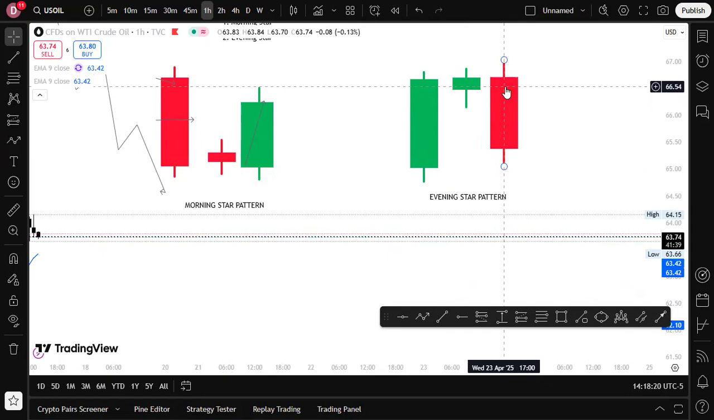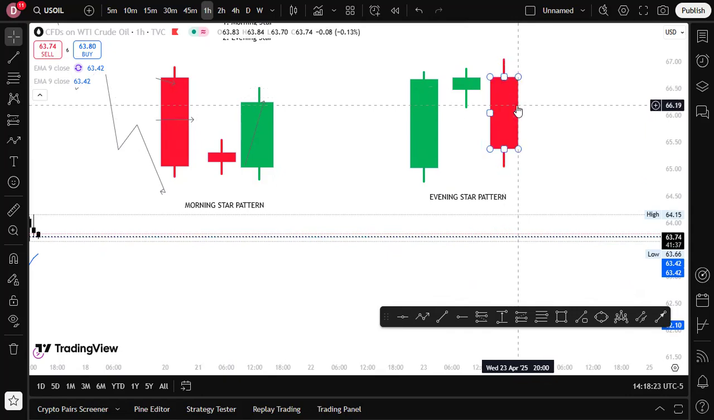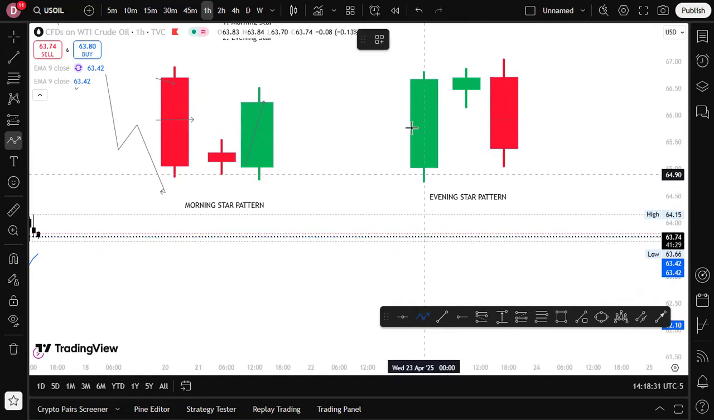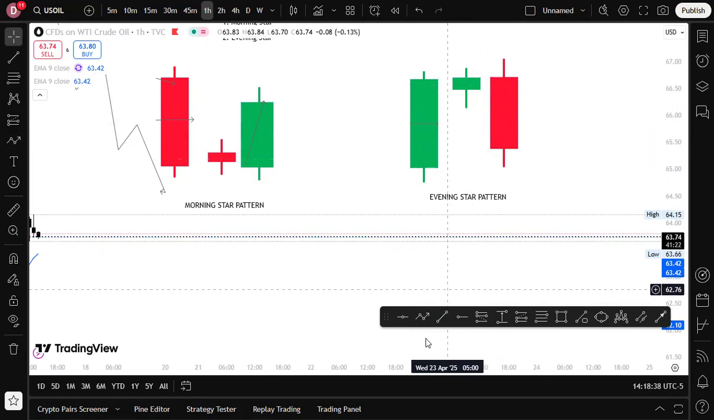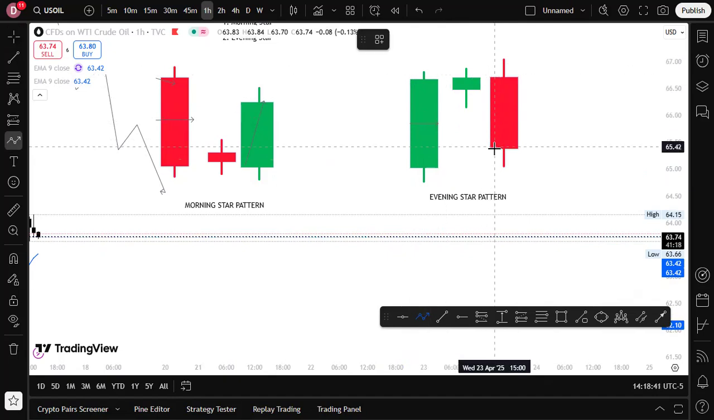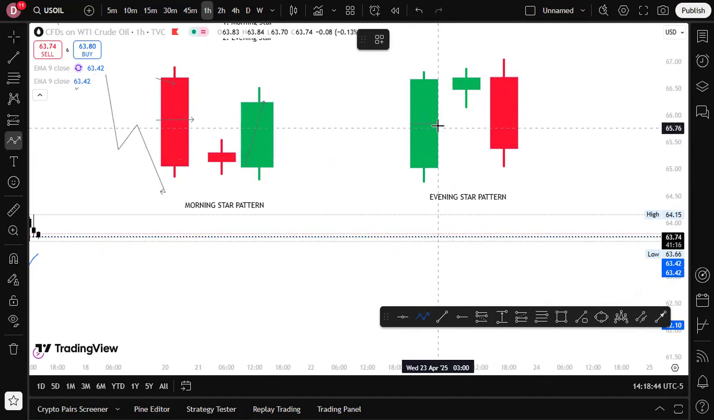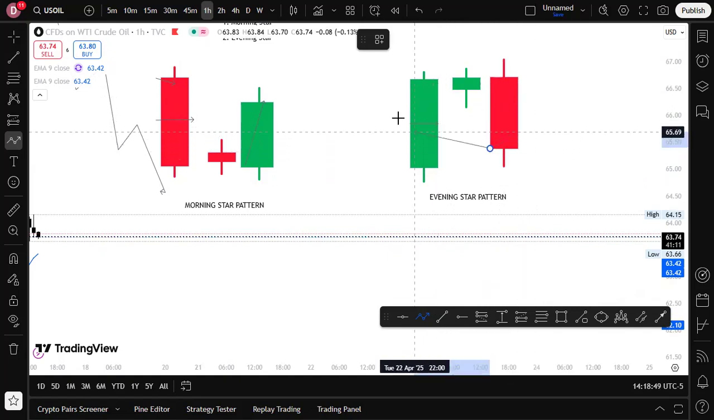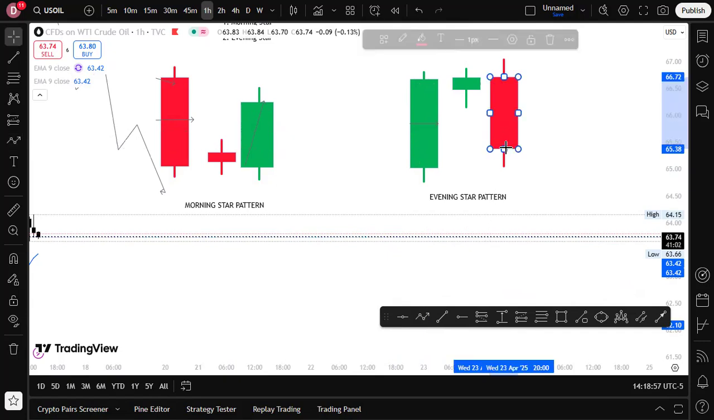The third candle, which will be the bearish candle, has to close below the midpoint of the first candle. So if here is the midpoint of the first candle, the close of the third candle has to pass the midpoint of this first candle. This was our close of the third candle. You can see it's already below the midpoint of the first candle, so this is considered a very strong evening star candlestick pattern.